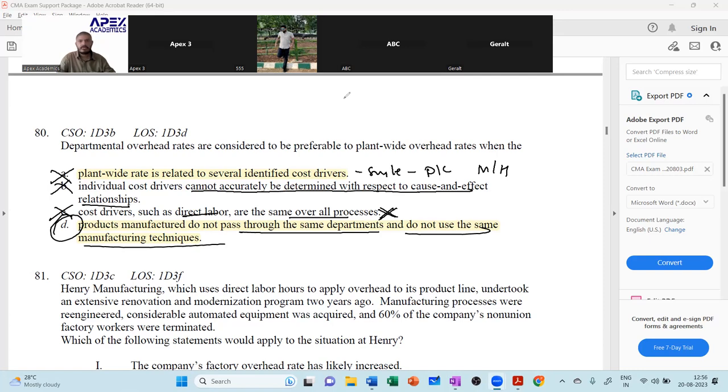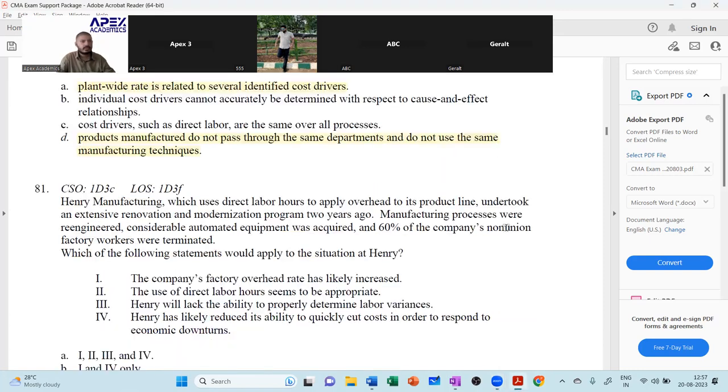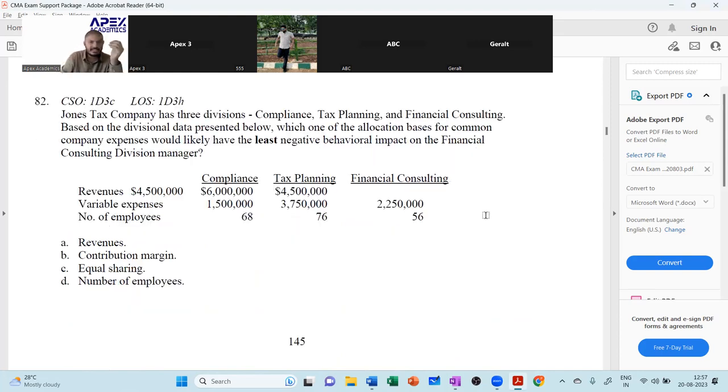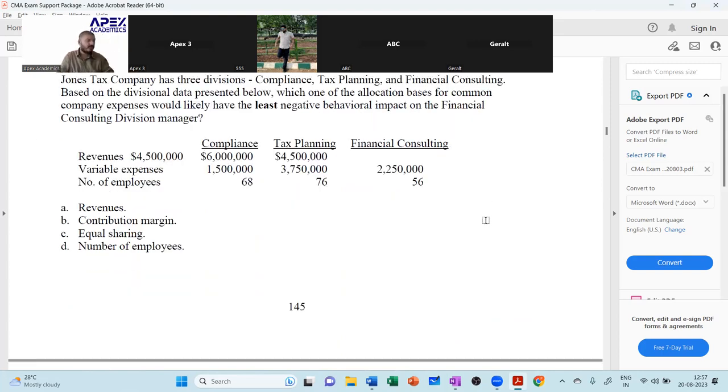Now I'm going to question number 82. Take a look at question number 82. Again, this is a good question. What are they saying? Jones Tax Company has three divisions: compliance, tax planning, financial consulting. Based on the provisional data presented below, which one of the following allocation bases for company expenses will have the least negative behavioral impact on the financial consulting division manager? Leave that aside. Take into consideration what I am saying over here.